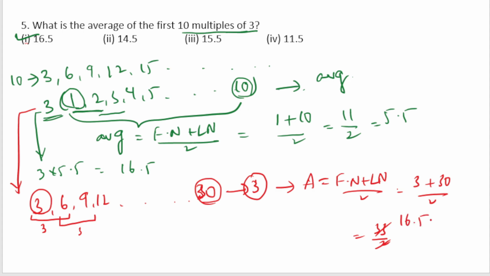It is 16.5. See, this formula is applicable to all the multiples, like multiples of 2, 3, 4, 5. So this is the formula we used here: average is equal to first number plus last number divided by 2.